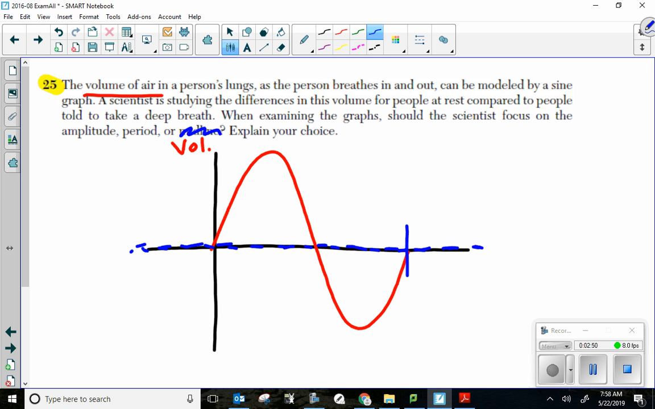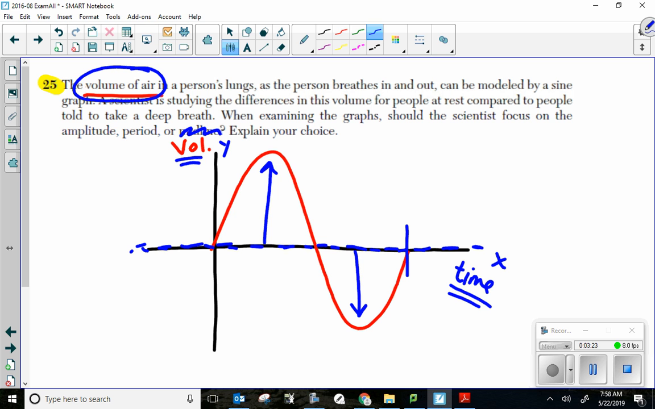If they want to study the difference in volume, they don't care how long one cycle is. They don't care about the x-axis. That is typically time, like how long the person has held this in. It doesn't say anything about time here, but the x-axis more than likely is time. Since the sine represents volume, that's the y-axis. If they want to know the difference in volume, I want to know the difference in my y values. That means how high and how low I go, and by definition, that is amplitude.